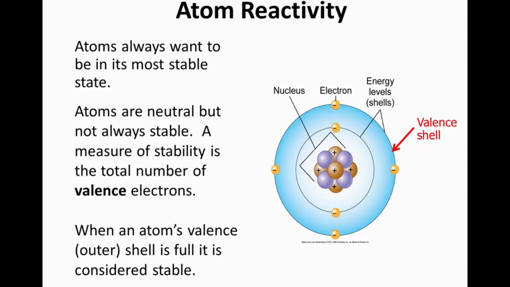Atoms are neutral, but not always stable. A measure of stability is the total number of valence electrons. When an atom's valence, or its outer shell, is full, it is considered stable. If not, it is considered unstable.